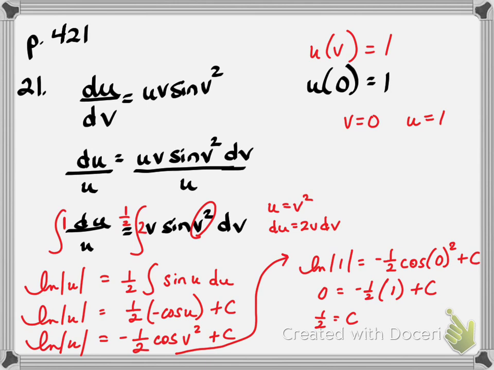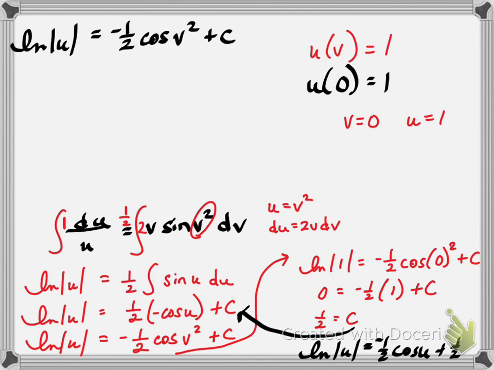So we're going to plug that in right here. So our general solution is ln absolute value of u equals, let's call it negative 1/2 cosine u plus 1/2. And I guess that's how I'll leave it. Let me look. Okay, that's not how they left it. And I just realized when I plugged in my c to this one, I should have plugged it in so that that was v squared. So make that little check for yourself.